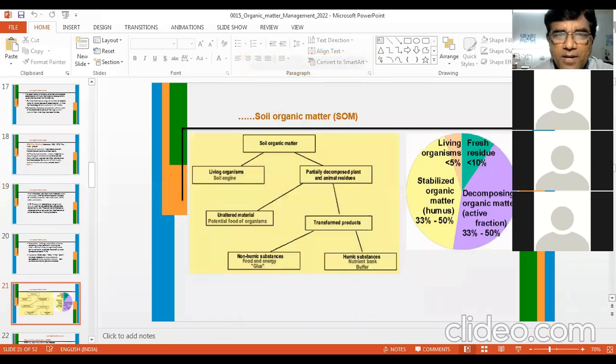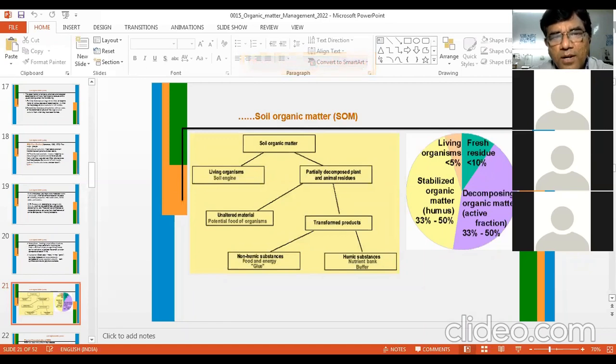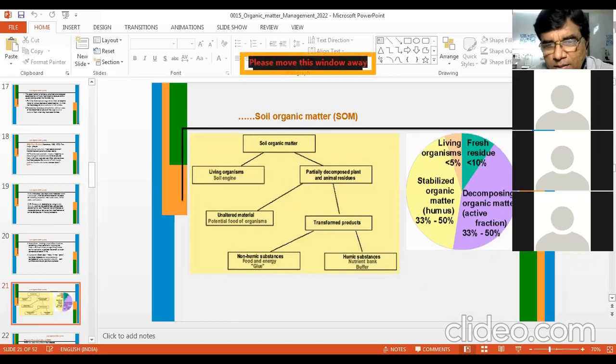Now you see soil organic matter. Just see this image, if it is visible to you, on the left side. Soil organic matter, a summary of what we have seen just now. Living organisms, this is known as the soil engine. And then you can have decomposed plant and animal residues. It can be in 2 parts: unaltered material, which is potential food for organisms and is still undergoing the process of decomposition, and then transformed product. Transformed product can be 2: non-humic substances, food and energy, glue, and then humic substances, nutrient bank and buffer. So these are different components of organic matter.